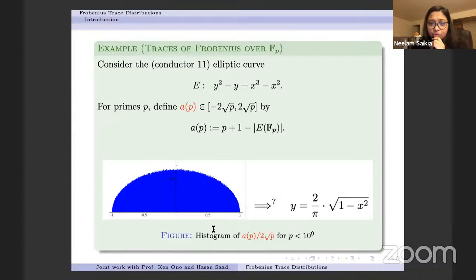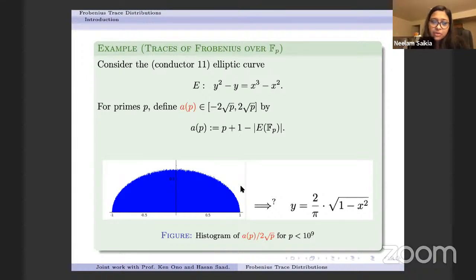If you consider the values of these traces of Frobenius for the primes up to 1 million, then you get this picture. It looks like some kind of semicircle, which is bounded by the square root of 1 minus x squared, and it gives the graph of 2 over pi times the square root of 1 minus x squared. This illustrates a very famous theorem in number theory, known as the Sato-Tate conjecture.